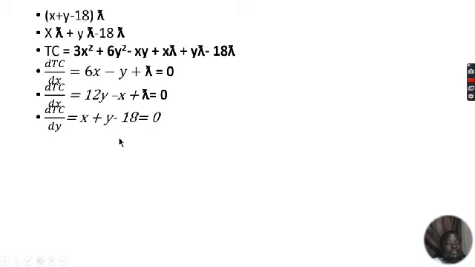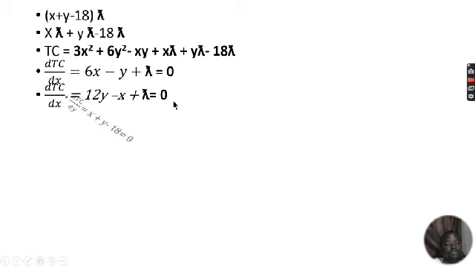Our main focus is where there is y. So here there is 6y squared, so 2 times 6 is 12, and the y will remain: 12y. Minus, here the y will go and remain with negative x. Here the y will go and remain with lambda, equals 0.